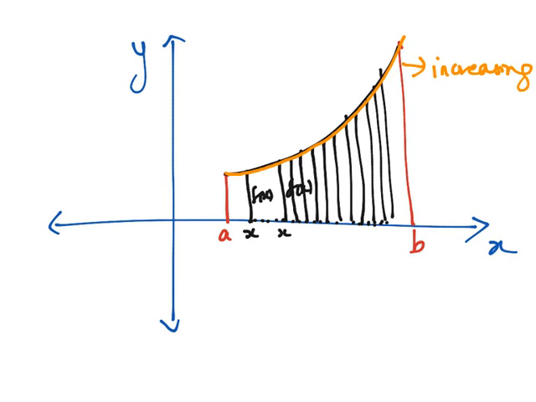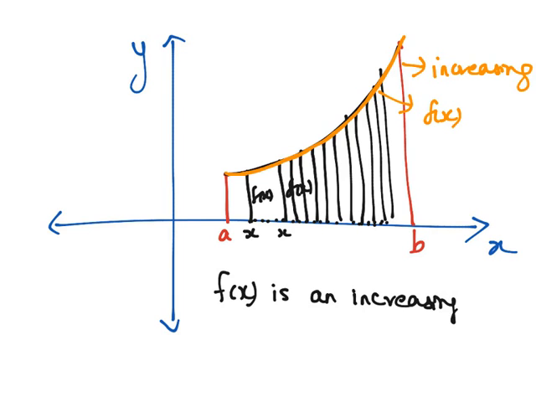Why do we say increasing? Because as x values increase, the values of f of x also increase. So I say this part of the graph is increasing. Okay, I hope you are clear. So I will say, suppose if this is f of x, I will say f of x is an increasing function. F of x is an increasing function in the interval a comma b.